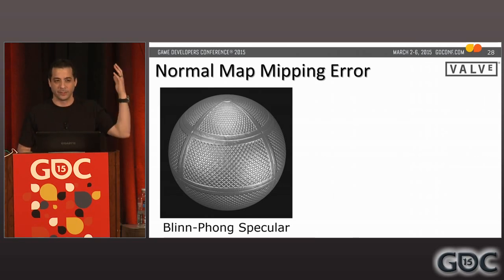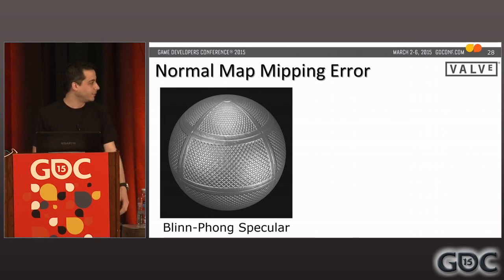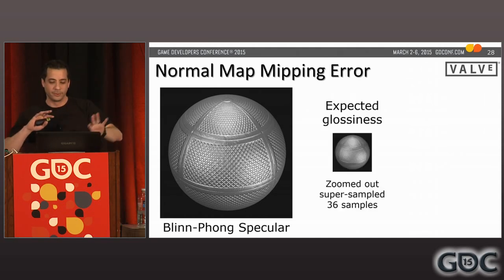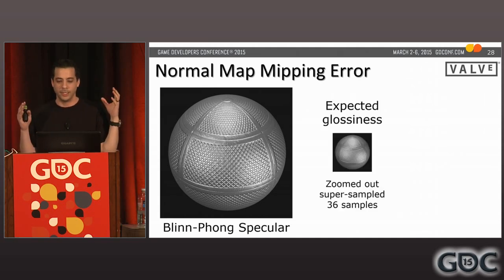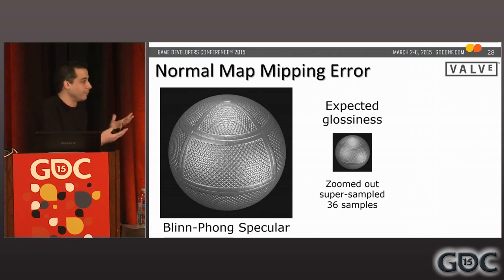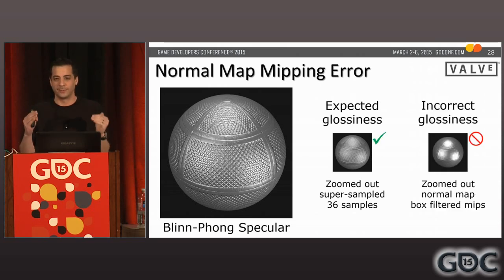Here's a Blinn-Phong specular, pretty simple sphere with a normal map on it. If I were to supersample this, pull the camera back, do 36 samples per pixel, it looks like this, right? As this sphere minifies, as it goes far away from us, it should look like this, and that's the correct answer, okay? What we get right now, though, in most of our renderers is we push that sphere back, and with just mipped normal maps, it looks like this glossy mess. It's like someone sprayed cooking oil all over your object, right?